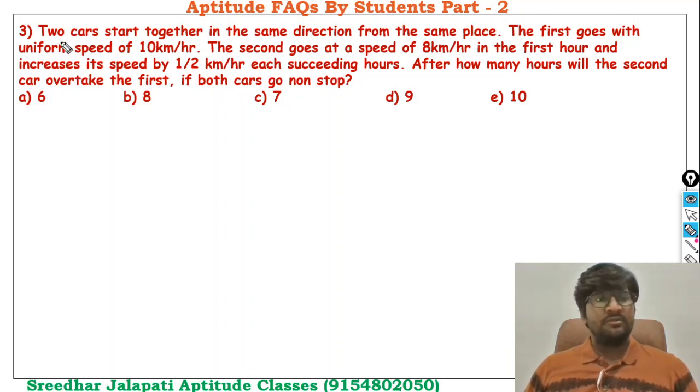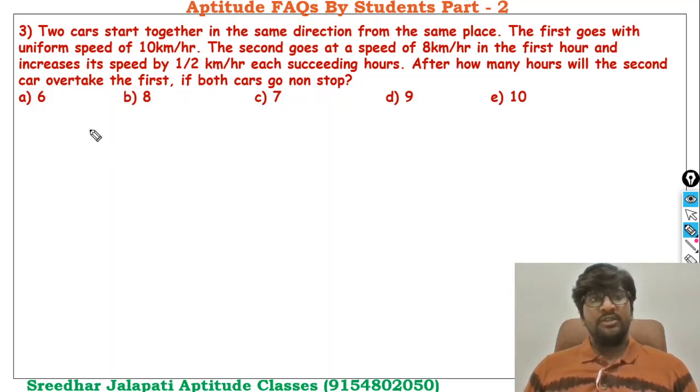Here is the solution. Two cars start together in the same direction from the same place. The first goes with a uniform speed of 10 km per hour. The second goes at a speed of 8 km per hour in the first hour and increases its speed by half km per hour each succeeding hour. After how many hours will the second car overtake the first if both cars go non-stop?